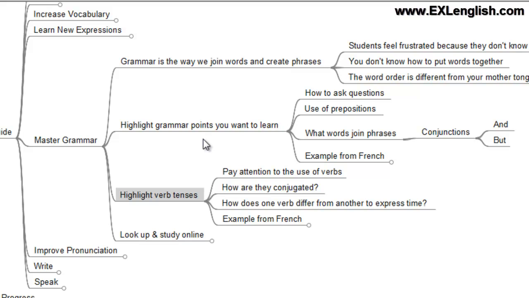As you look at these things and pay attention to how verbs are used, you will be able to better express your ideas in relation to time as well. So let me show you an example from one of my integrated lessons.